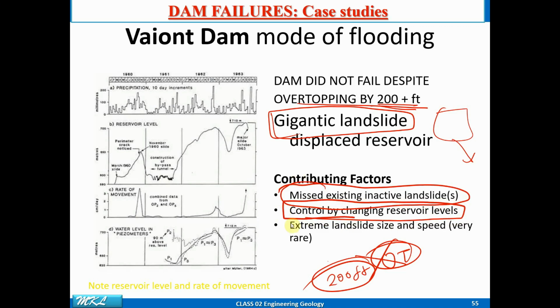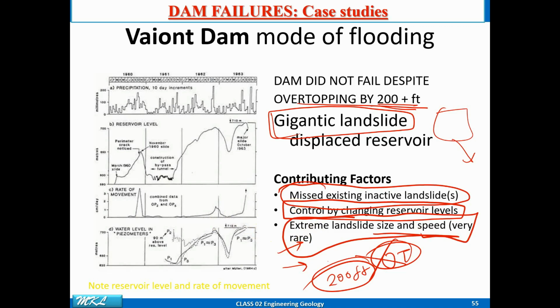Due to overtopping there was already a certain force, and on top of that the rock fell, and due to this gigantic landslide, it created tsunami-like events, tsunami-like waves. Due to this landslide, its size and speed, which is in general very rare, because they didn't consider the integrity or intactness of the surrounding rock, that rock actually initiated the dam failure.